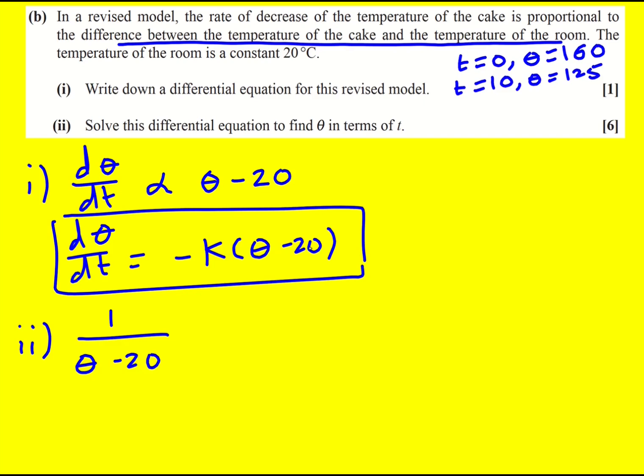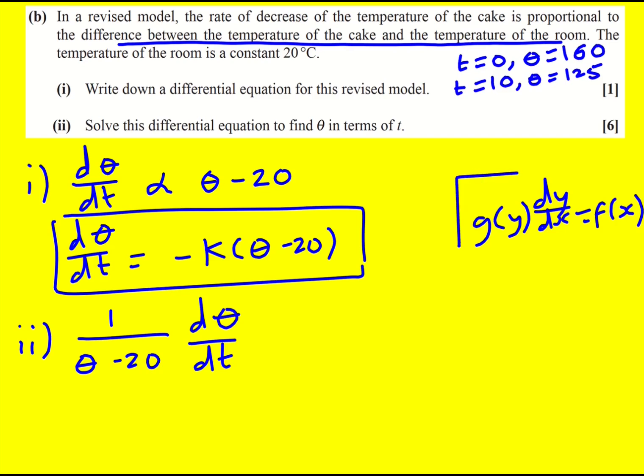You can't multiply out the bracket and then start subtracting things because we have to be multiplying d theta by dt by the function of theta. Because the general formula is along the lines of g of y dy by dx is equal to f of x. That is your separation of variables idea, because then we integrate both sides with respect to x. So that's what I'm going to do here, but I'm going to integrate with respect to t.